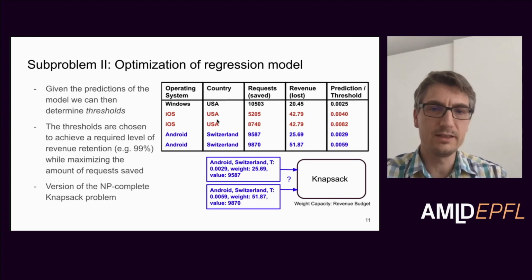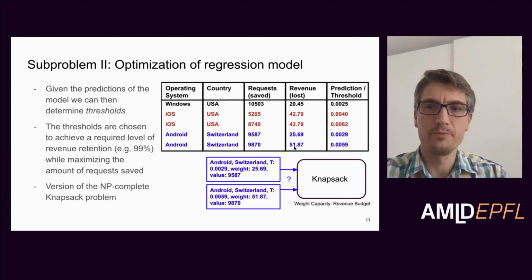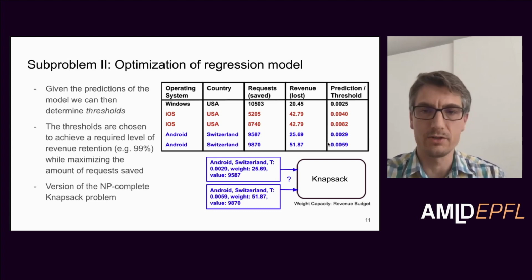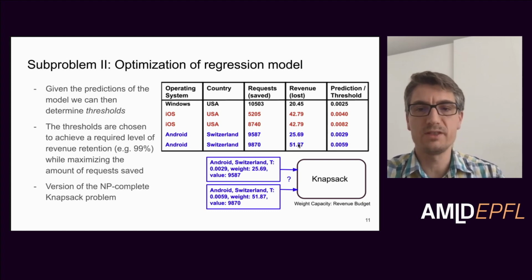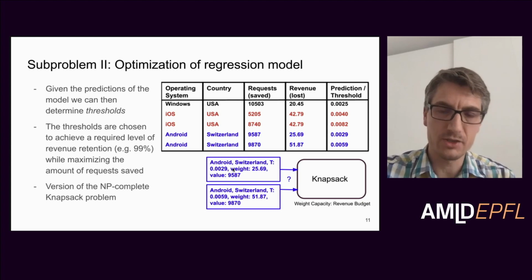In the red rows it was easy to see, but let's look at the blue rows. Here we also have two predictions coming from the regression model, for Android and Switzerland. Here are 9,500 requests, and here we find about $25 of revenue. For the higher potential threshold, we see more requests, but also more revenue below that prediction value. That revenue below would be lost if we used the prediction as a threshold. What the optimization should do, in the case of these two rows, is treat them as items, as choices of items. So Android, Switzerland, and the threshold 0.0029 each have a weight, which is the amount of revenue you would lose if you used 0.0029 as a threshold for this combination, but also a value.